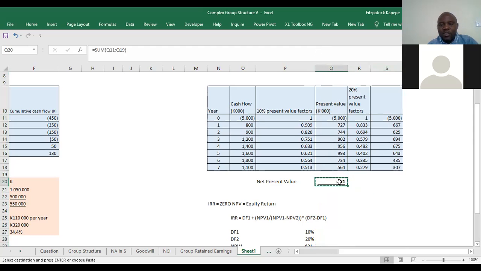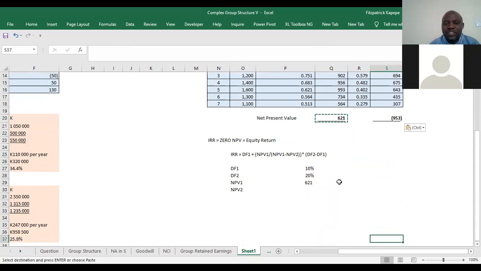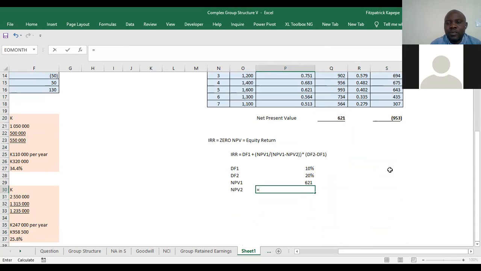So net present value would be negative 953, which is NPV 2. You pick this like that. So your formula: if I say NPV 1 minus NPV 2, how much does it give me? NPV 1 minus NPV 2 gives me that.